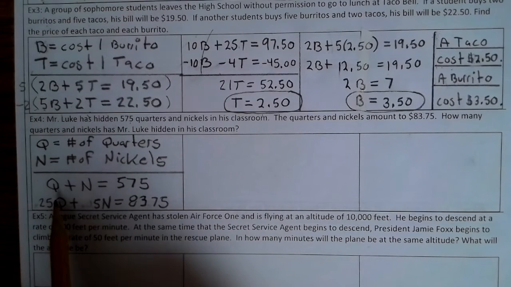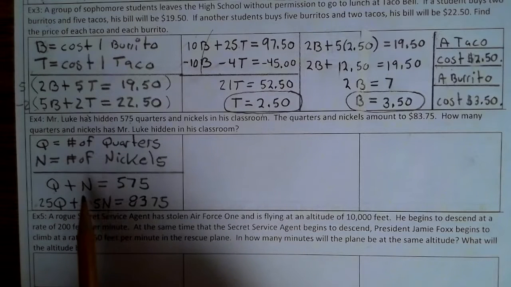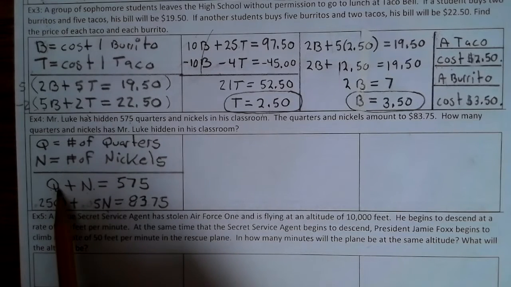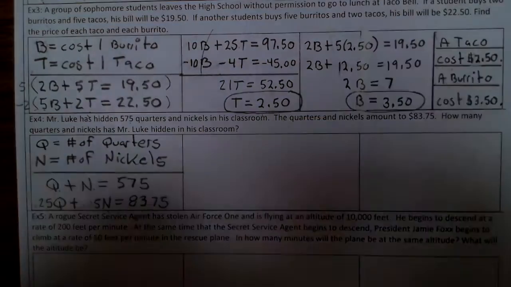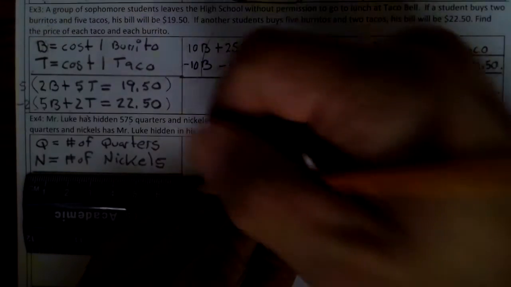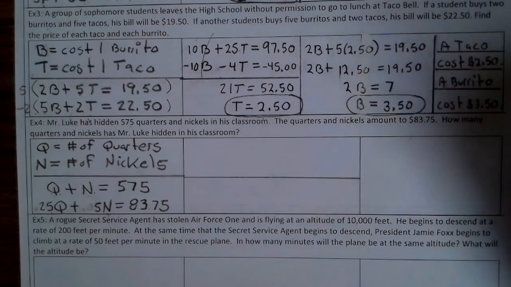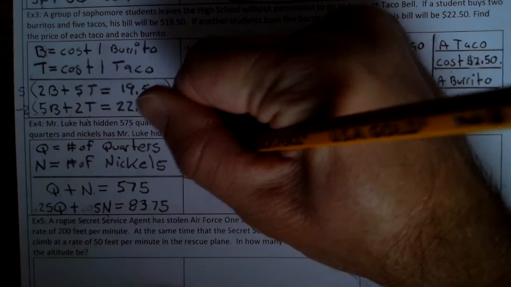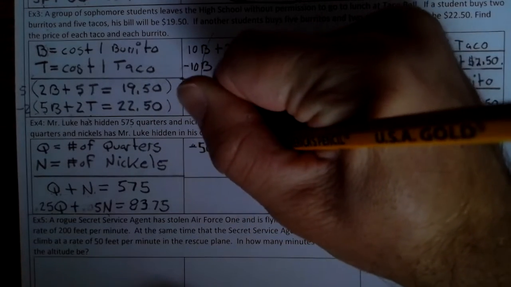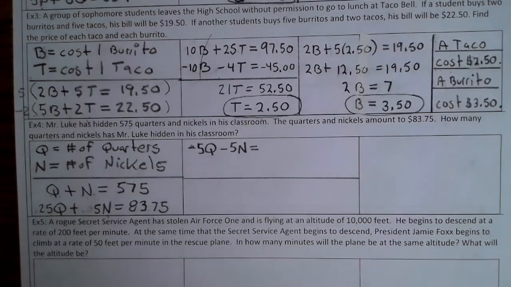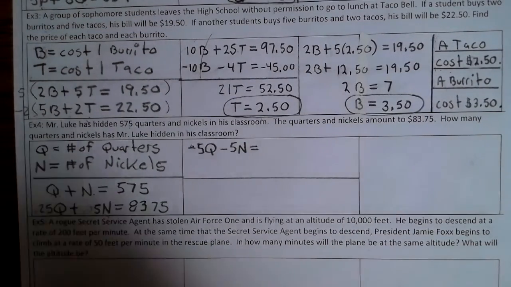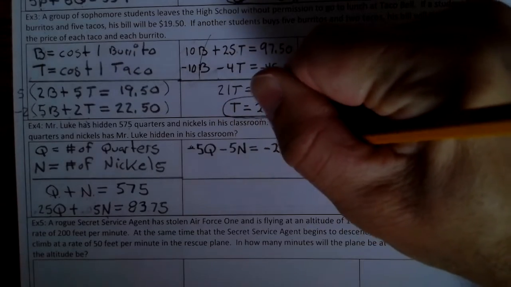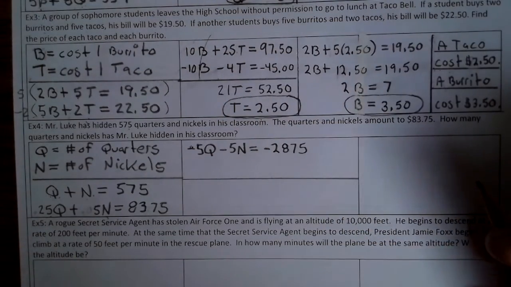Now, we want to use elimination because the Q's are lined up and the N's are lined up. In this case, I think I'm going to multiply by -5 since it's a smaller number, so we can cancel the N. So I'm going to multiply the first equation by -5. Okay, so that is -5Q minus 5N equals -5 times 575, which is -2,875. And we're going to leave this equation alone.